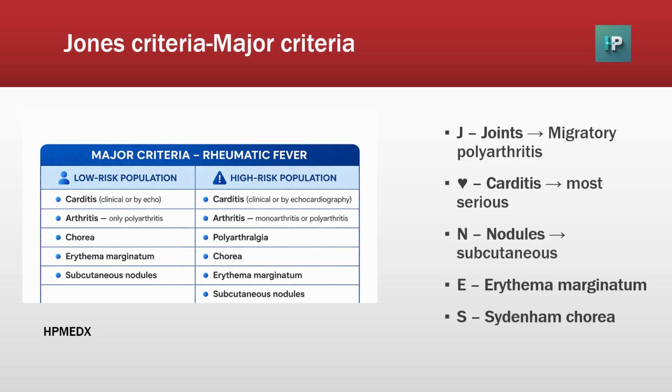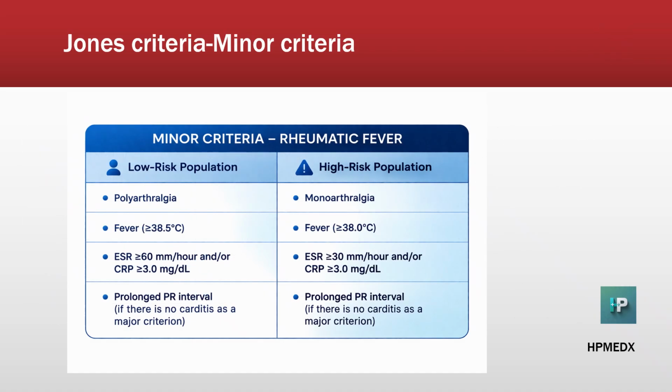And then minor criteria. Here the low risk and high risk populations are listed. Here you can see arthralgia in multiple joints, and even single joint pain, and fever. Fever with temperature more than 38.5, and in high risk it's just 38. And ESR it's 60 and 30. CRP same, and ECG changes also same.